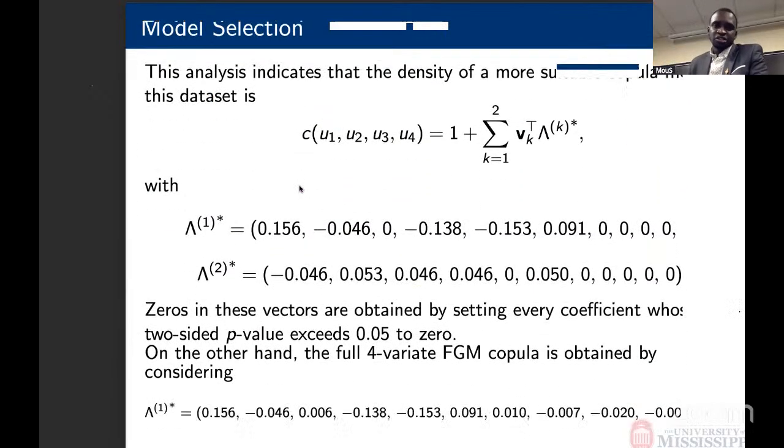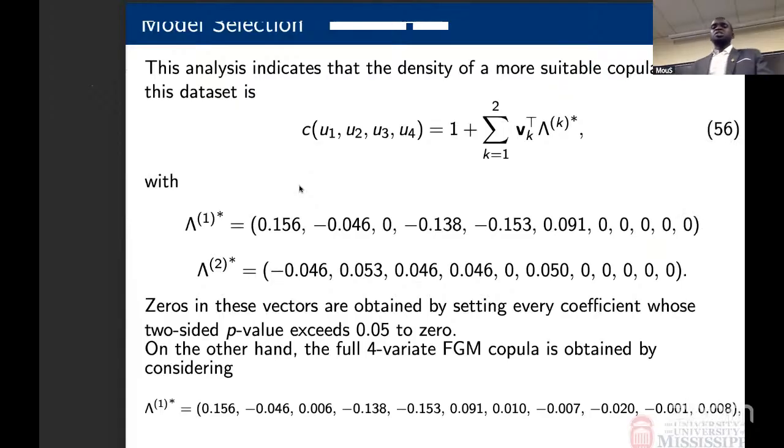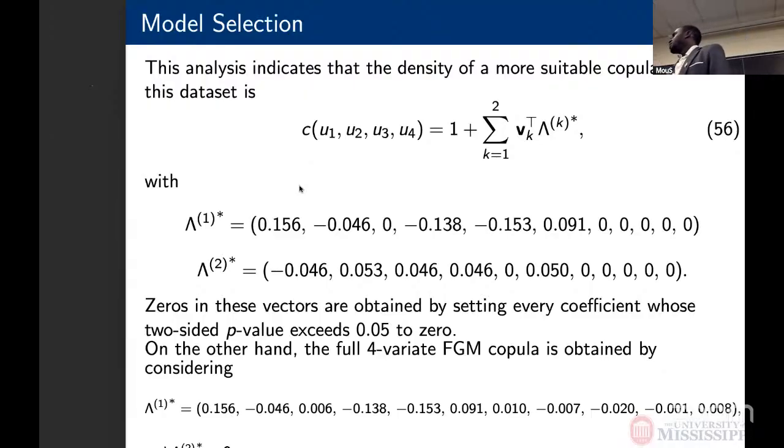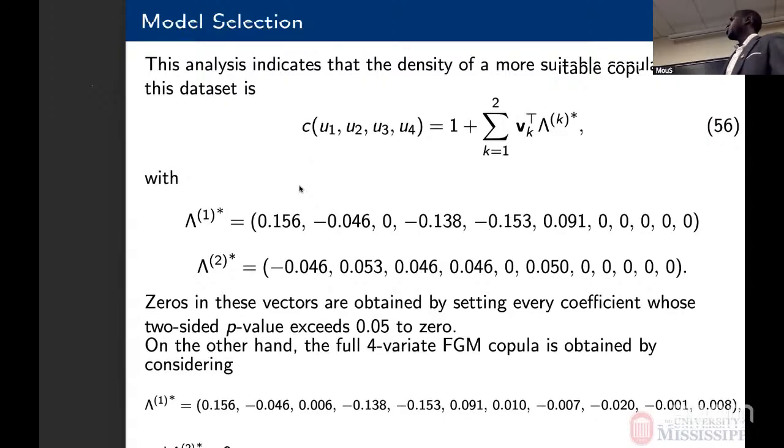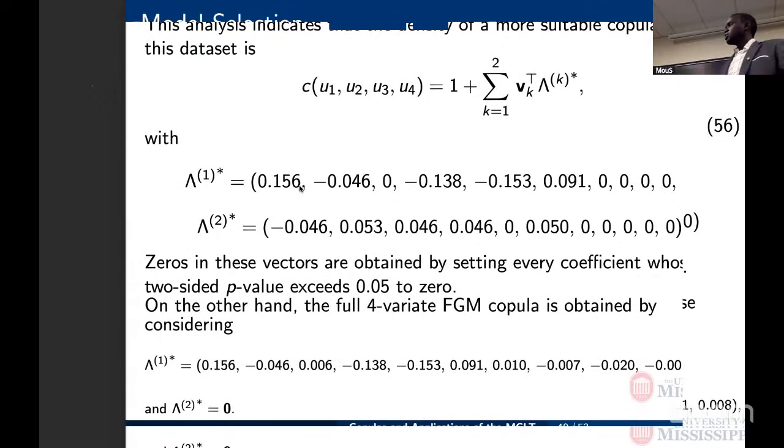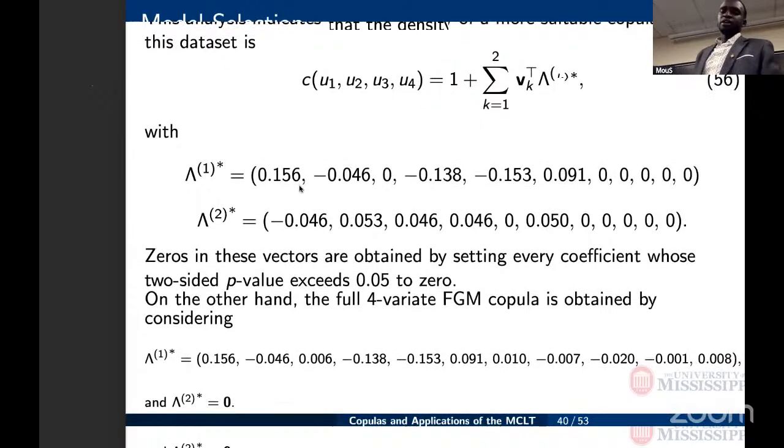So for the model selection, we consider the density in 56, where lambda 1 star and lambda 2 star are the clean vectors of parameters where we drop all the non-significant values, we replace them by 0. And on the other hand, we consider the 4-variate FGM copula, the normal one, where we consider only the parameter lambda 1, and we assume that lambda 2 is 0 because it's not considered there.